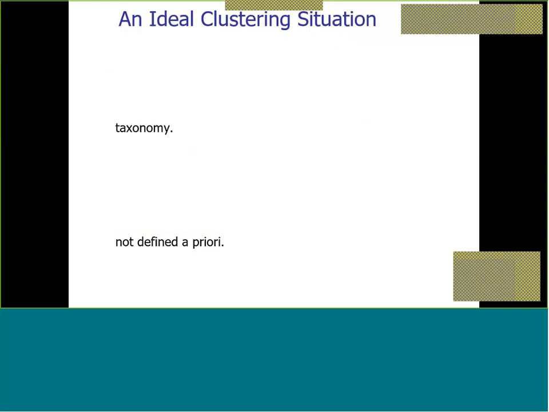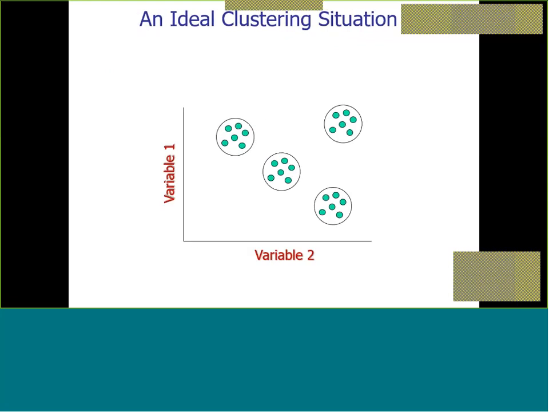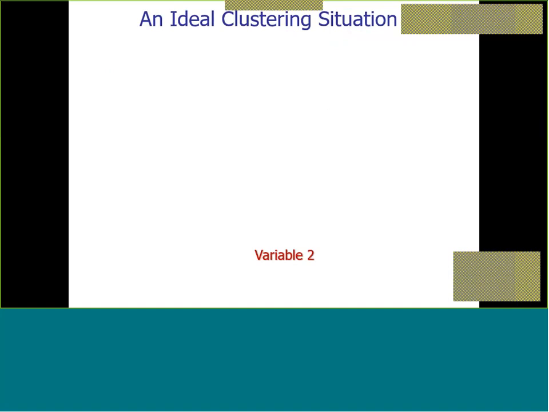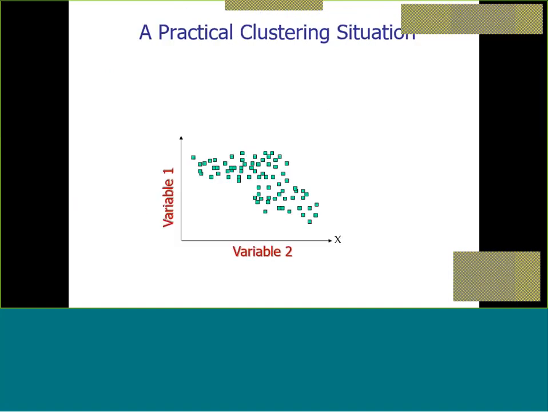So this is the ideal clustering situation, where in each group we have homogeneous data, and when we compare the data with another group, they must be inhomogeneous. But this is a practical situation from data we are plotting.